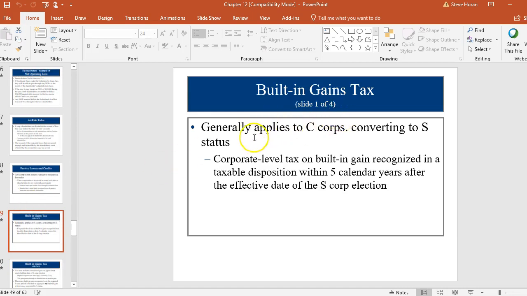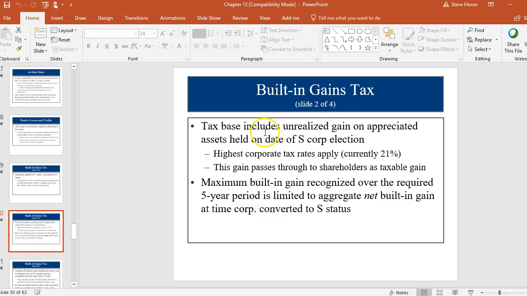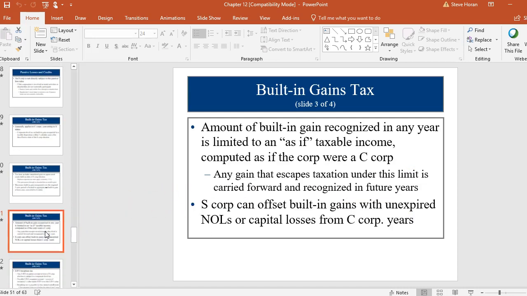And the built-in gain tax generally applies to C Corps converting to S Corp status. Corporate level tax on built-in gain recognized in a taxable disposition within 5 years after effective date of the S Corp election. So within 5 years this applies. The tax basis includes unrealized gain on appreciated assets held on date of S Corp election. The highest tax rate applies for corporations, which is 21%. And the gain passes through to shareholders as taxable gain. Maximum built-in gain recognized over the required 5-year period is limited by the aggregate net built-in gain at the time it converts to an S Corp.